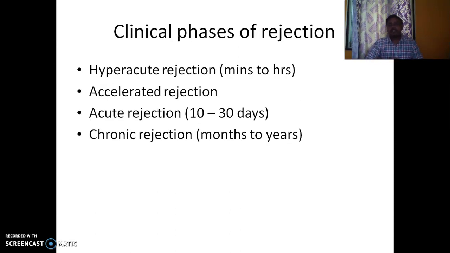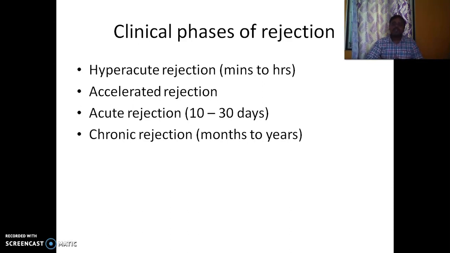The opposite of it is graft rejection. Graft rejection is basically our body's immune system not accepting the graft. This graft rejection can happen in four ways. The first one is hyperacute rejection, where within minutes to hours this rejection will take place. The second one is accelerated rejection. The third one is acute rejection, which lasts for a month or so. The last one is chronic rejection, where for years or lifelong this rejection takes place in our body. So this is graft acceptance and graft rejection.